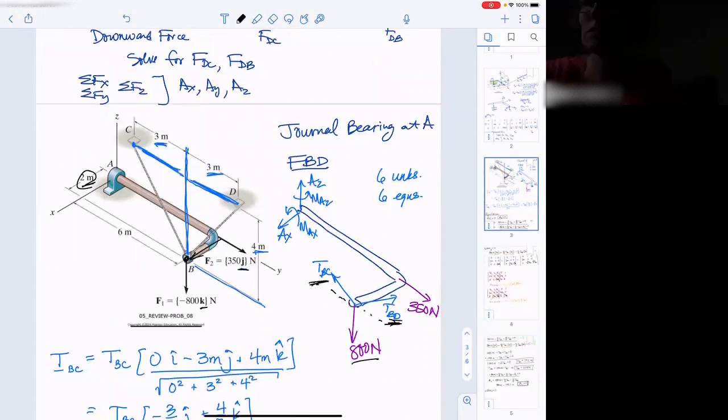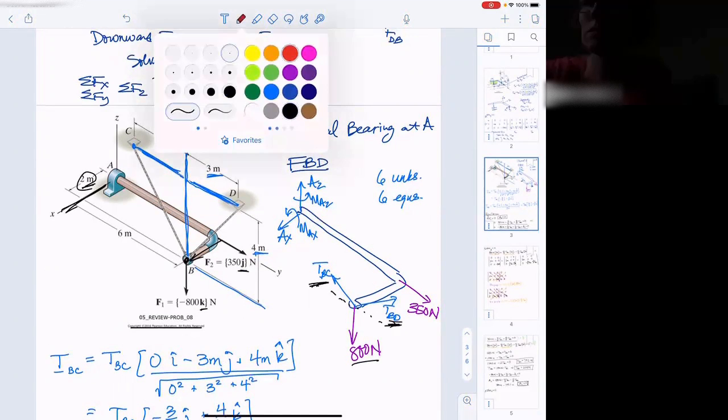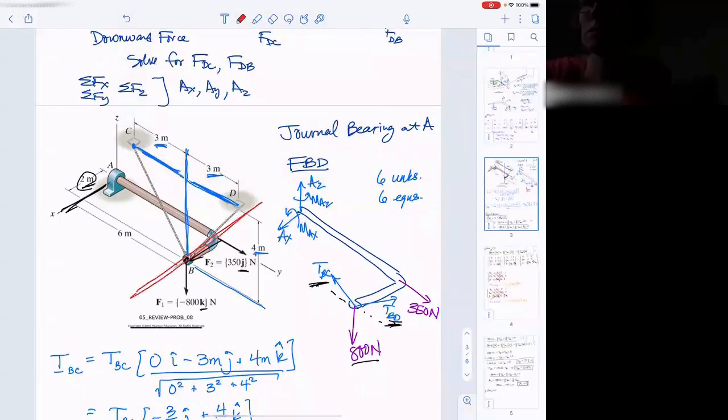You can choose whether you want to sum moments about the x-axis, this global x-axis over here, or the x-axis that goes through point B. And here is a hint. It'll be way, way, way easier if we pick an x-axis over here, because guess what? Look, then this 350 Newton won't cause a moment. It goes right through it. This 800 Newton won't cause a moment. It goes right through it. These two tensions won't cause a moment because they go right through that axis.